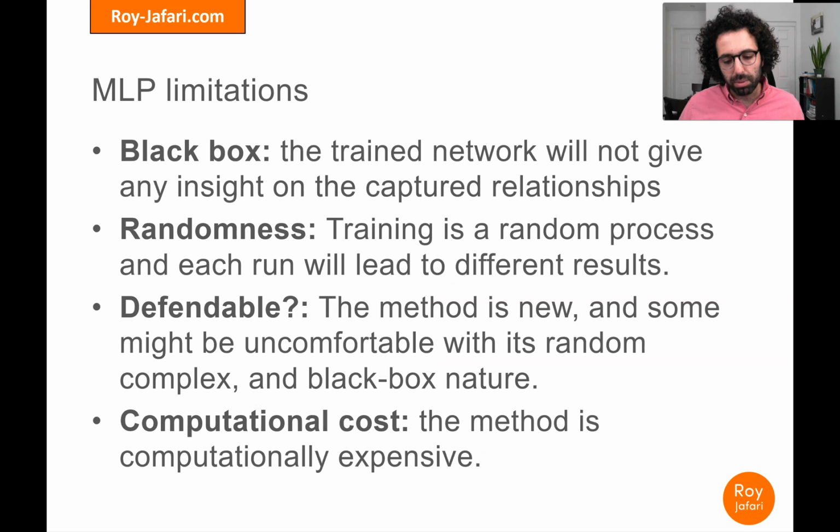Let us go over the limitations and the strengths of MLP. Like we talked about, MLP is a black box. While it gives us a good hit rate, it doesn't tell us what the patterns are that are reaching this good prediction rate. It's random. It could be seen as a deficiency. Is it defendable? These days, with everyone being more open towards deep learning and artificial intelligence, it's becoming more and more defendable. There is no denying that linear regression is very well respected, very well developed, and it's much easier to defend. And of course, MLP has a high computational cost.